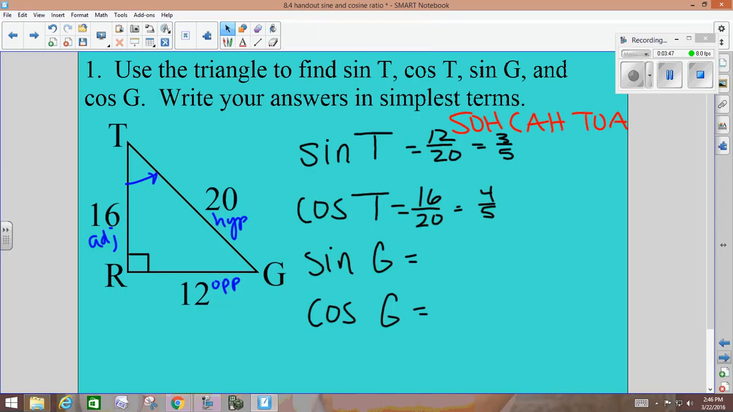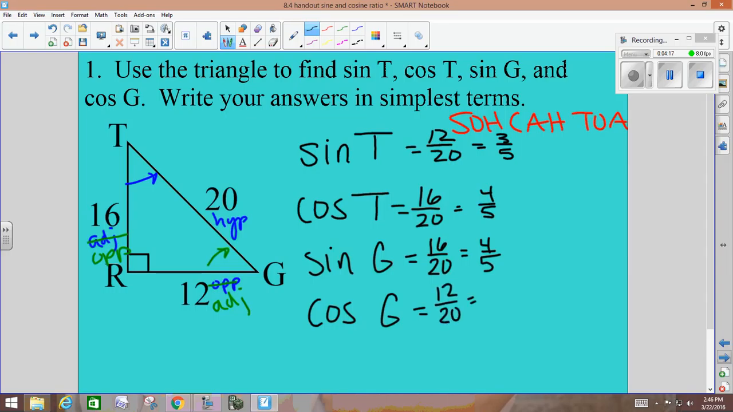Sine of g, going to angle G, you have to be careful. Your opposite and adjacent sides change. 16 becomes the opposite, and 12 becomes your adjacent side. The hypotenuse will always stay the same. So then the sine of g, opposite over hypotenuse, is 16 over 20, which becomes 4/5. The cosine of g is adjacent over hypotenuse, 12 over 20, which is 3/5.